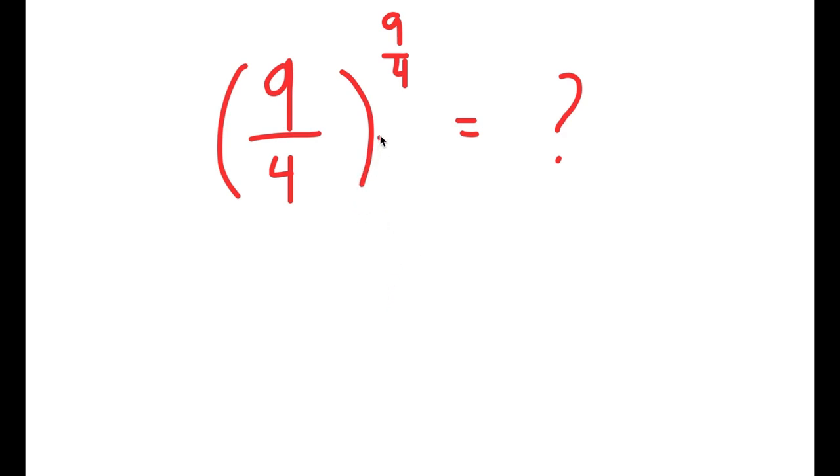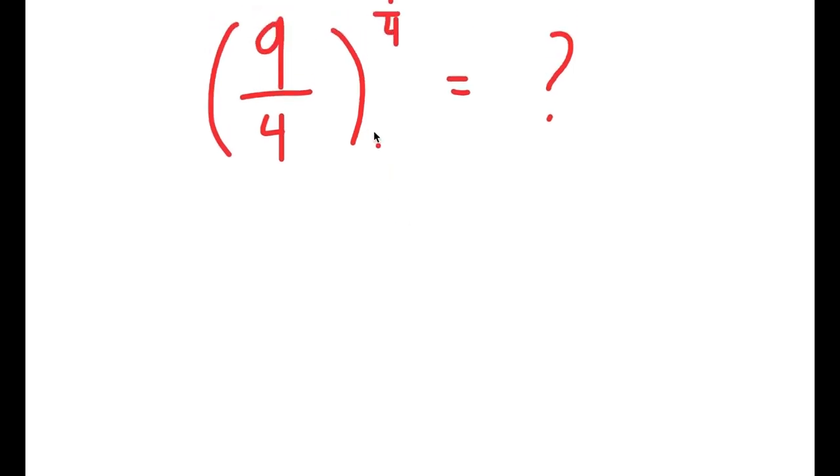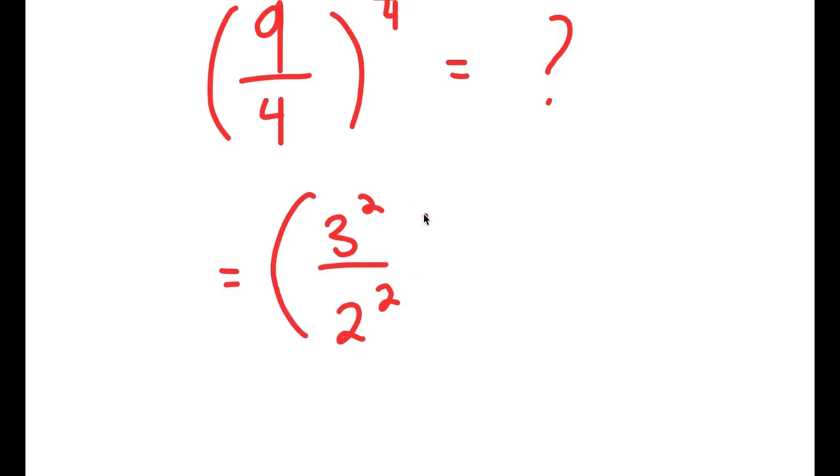Alright, so in this video, I'm going to be solving the problem 9 over 4 to the power of 9 over 4. To solve this, what I'm first going to do is rewrite 9 over 4 as 3 squared over 2 squared. So now I have 3 squared over 2 squared to the power of 9 over 4.